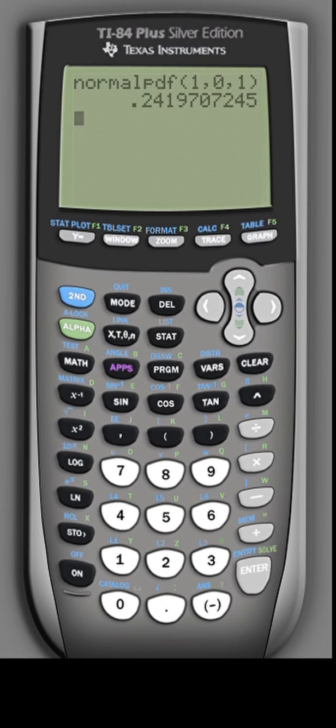You get a number. That's the probability of exactly getting an x value that equals 1 when mu is 0 and the standard deviation is 1.